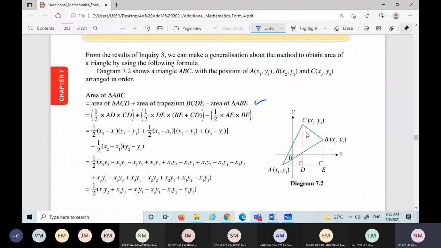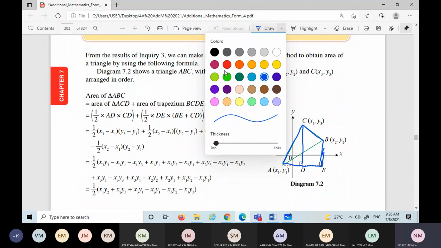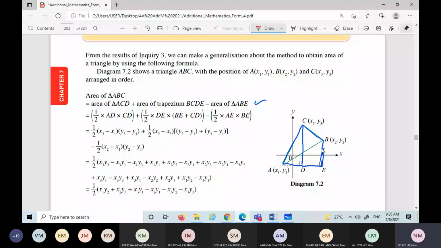This is blue, I trace. So first of all, this triangle plus this trapezium. Then you minus the blue one, minus the red one. Then the balance will be the triangle ABC, the area of ABC.